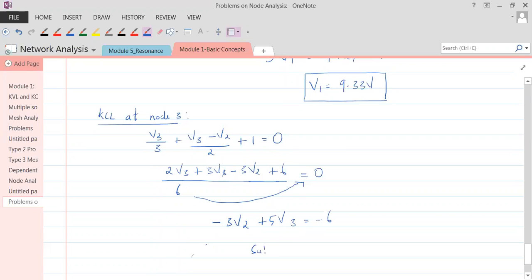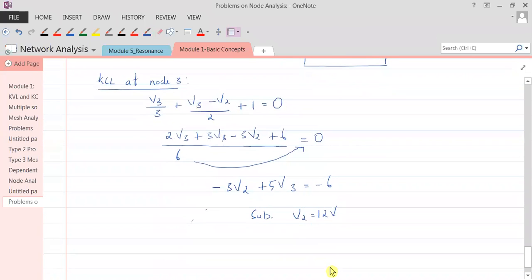Okay. Substituting v2 as 12 volts, what do we find our V3 to be? Anybody with V3? 6 volts. Yeah, 6 volts. V3 is 6 volts.